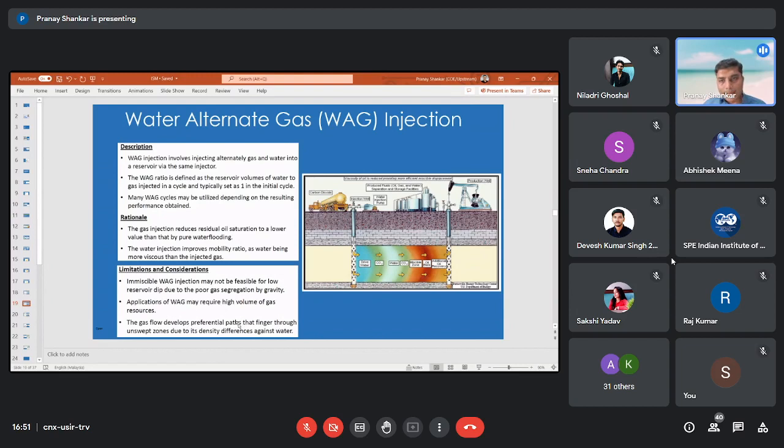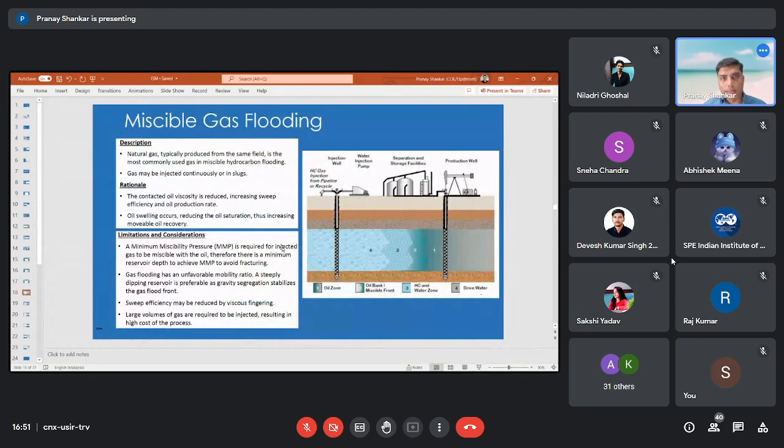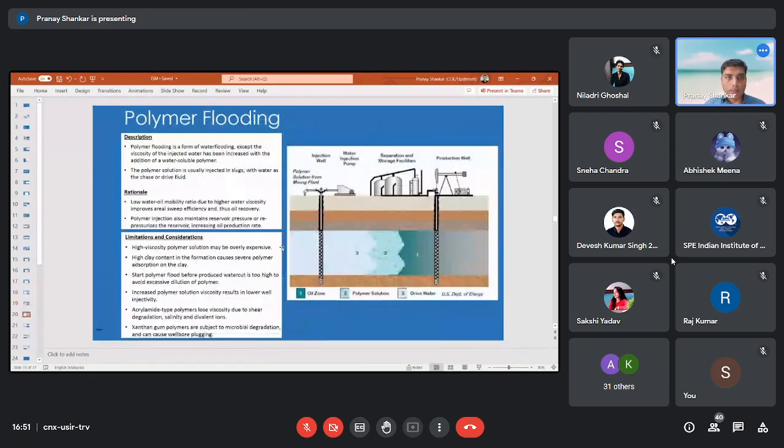So these challenges remain, but again, water alternating gas will definitely give you a higher recovery as compared to pure immiscible gas flooding. So this was on gas EOR. Then comes your polymer flood. So now we are moving into chemical EOR.